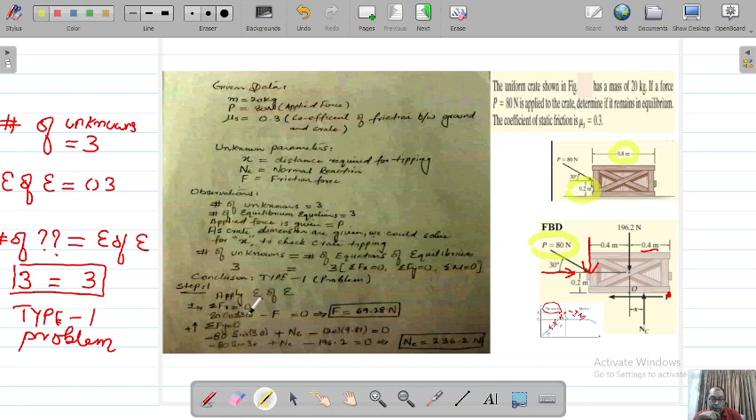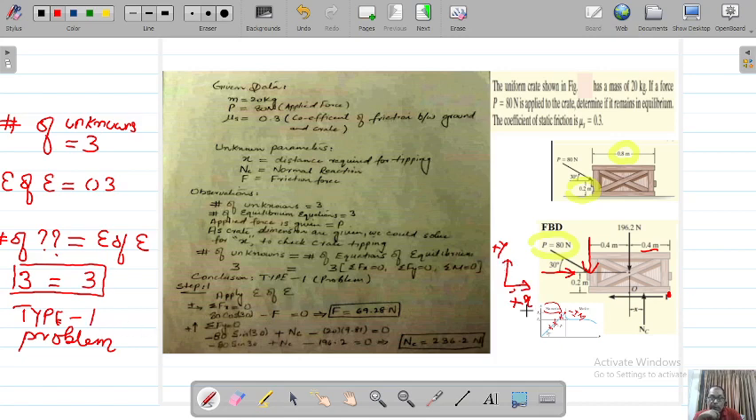When you apply sigma Fx equals 0, what do we get? 80 cos 30, this component acting towards the end. We must always remember that this is our positive x-axis, and this is our positive y-axis. So we cannot assume the wrong direction.